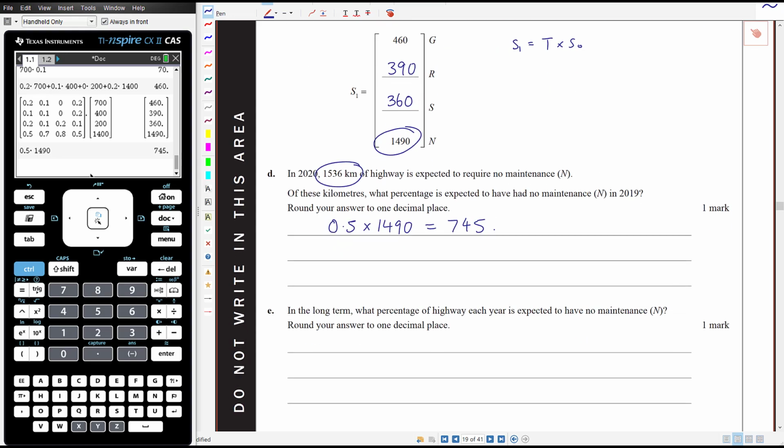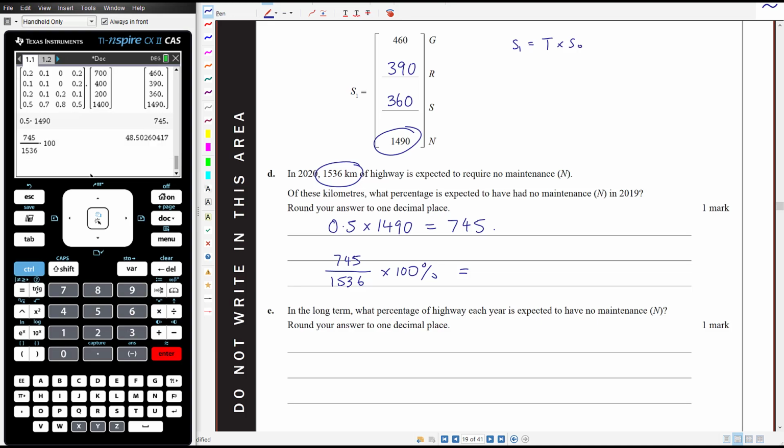So we want that as a percentage. So 745 out of 1,536, multiplying by 100% to change that to a percentage. 745 divided by 1536 times 100. We want our answer to one decimal place. That is 48.5% to one decimal place.